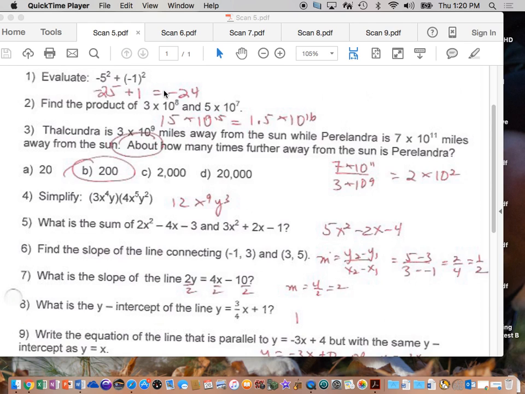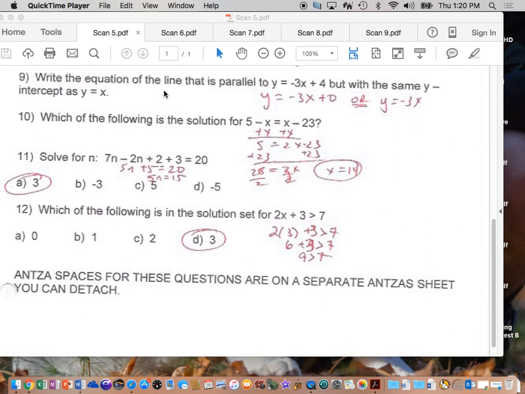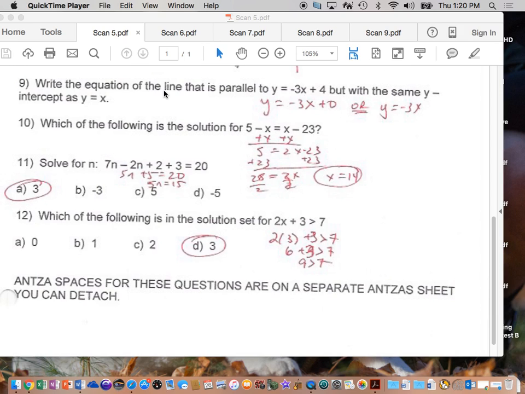Anything else 1 through 8? Okay? 9 through 12. I'm sorry, Eva? I didn't get to see. I'll go back in a second and you can see quickly if they're right or wrong. Anybody 9, 10, 11, 12?